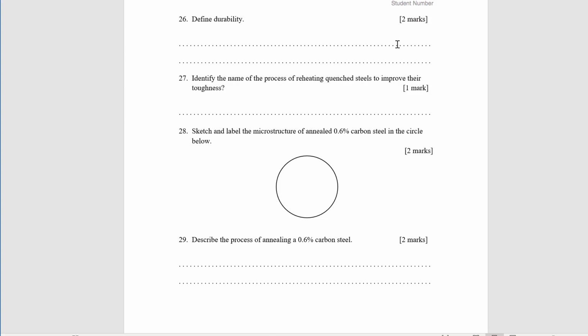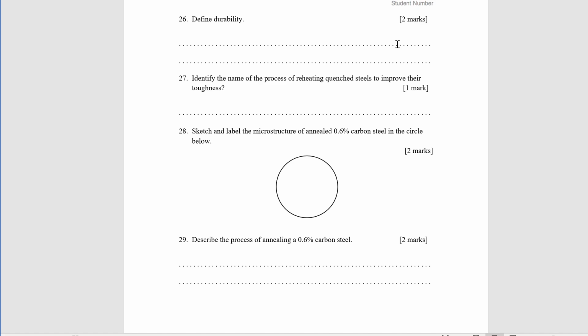Define durability, bad question. I wouldn't use this now. So since I've had more exposure to talking to senior HSC or experienced HSC markers, they don't like the term durability. You should be talking about corrosion resistance, wear resistance, erosion resistance, chemical resistance, those sorts of things. Just strength. You could talk about service life. That's a bit nebulous. You could talk about UV resistance. But all of those things together create the term durability.